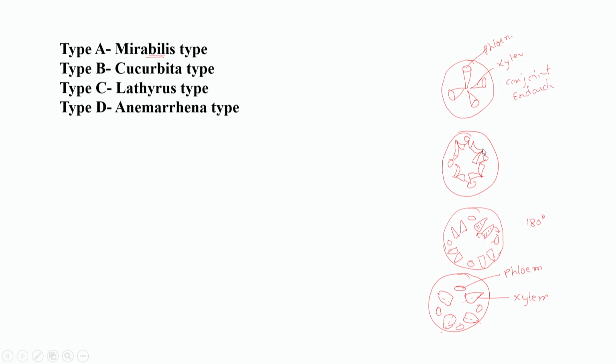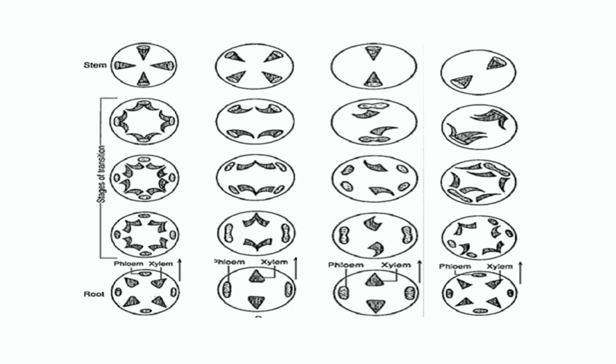Because the xylem has also flipped 180 degrees, their position has also inverted and they have now joined just below the phloem. So now they have become conjoined. So in this way, these four types, you can see it is explained in all these figures. See, this I was talking about.